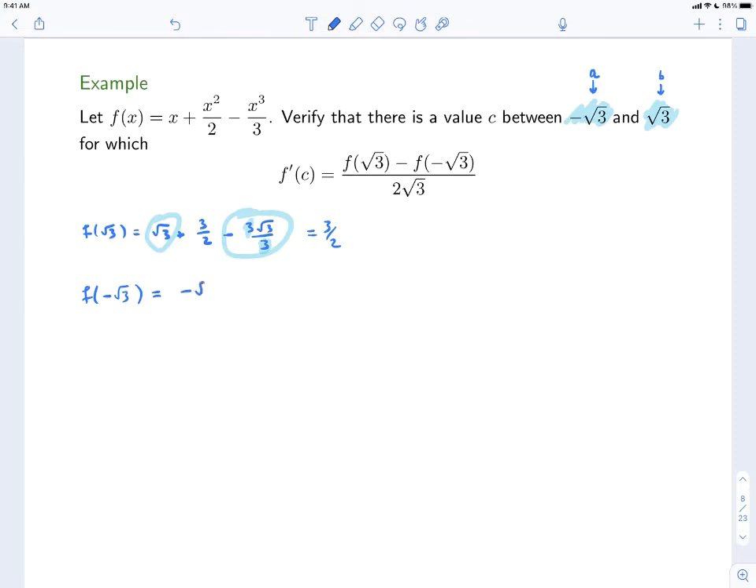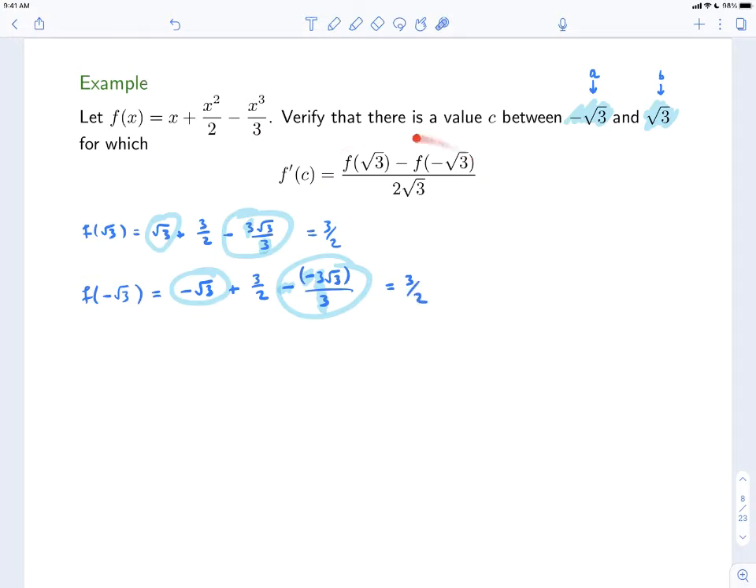So this will be minus the square root of 3 plus, and now negative square root of 3 quantity squared, that's 3 again, 3 over 2. And then it's going to be minus, and then it's a negative square root of 3 cubed, so that's going to give us a negative 3 square roots of 3, and all of that is over 3. Let's just put some parentheses around that. And now you get the same sort of thing. You have that minus cancels with that minus, that 3 cancels with that 3, and then here you have the opposite of square root of 3 plus the square root of 3. Those will cancel, and you're just left with 3 halves.